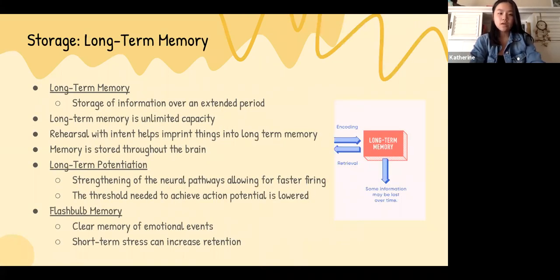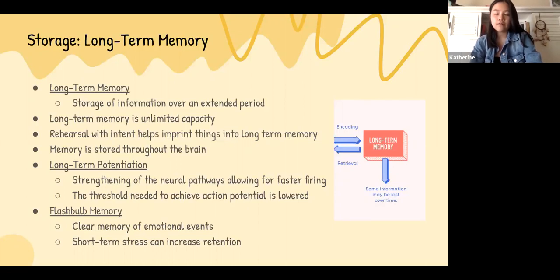Long-term memory is storage of information over an extended period of time. Long-term memory actually has unlimited capacity. And rehearsal with intent helps imprint those things into long-term memory. So when you study, when you repeat something over and over again, that's going to help imprint and move that information over to long-term memory from short-term memory. And then the memory is stored throughout the brain.